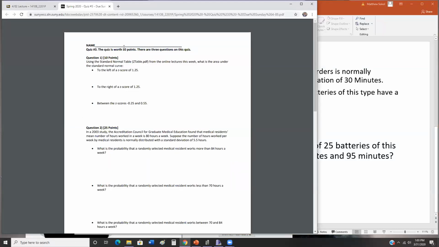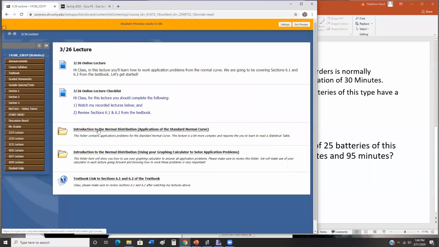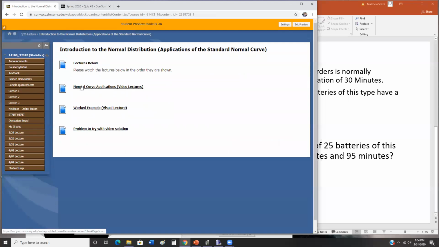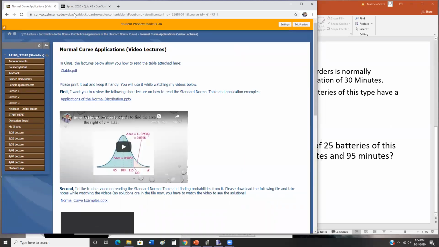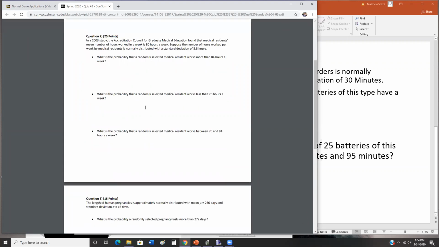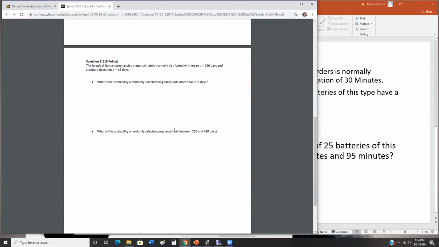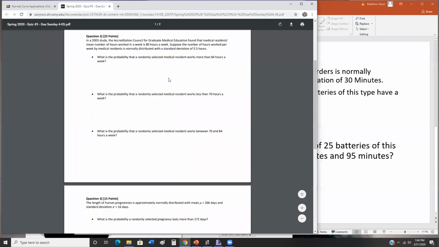Question number one, I'm not going to go over in this lecture, but if you look under the 3-26 tab of the classroom, there's a table called the ztable.pdf. You're going to need that table to answer the first question, and there's a bunch of videos on how you read the table. After this lecture today, you'll be able to do problems number 2 and 3 very easily on the quiz. And if you've looked at the quiz, problem number 2 should look very similar to some of the problems I'm doing today. Wink, wink.